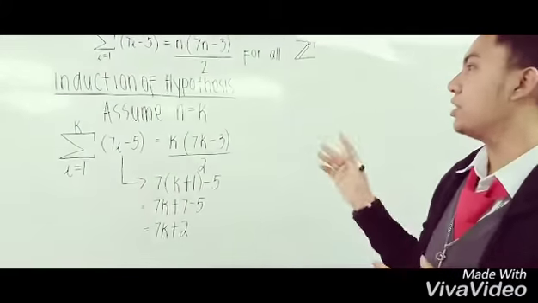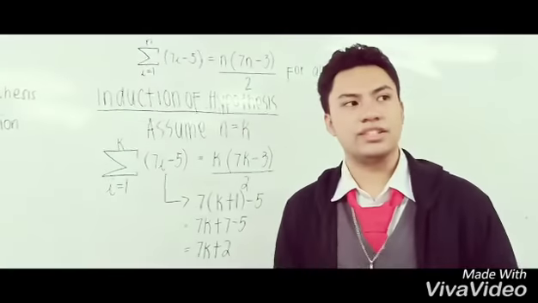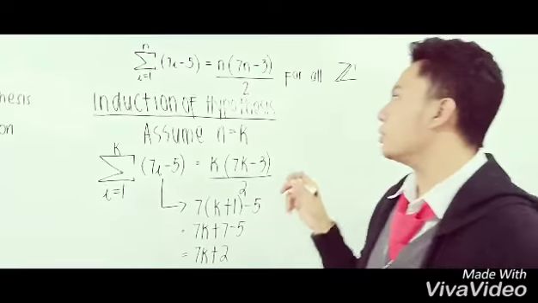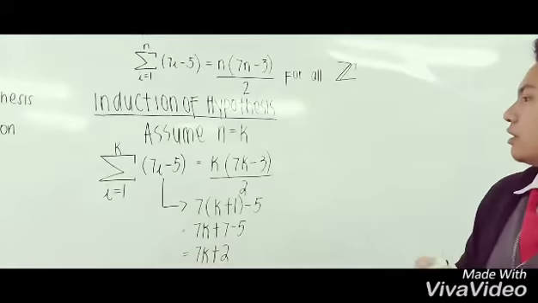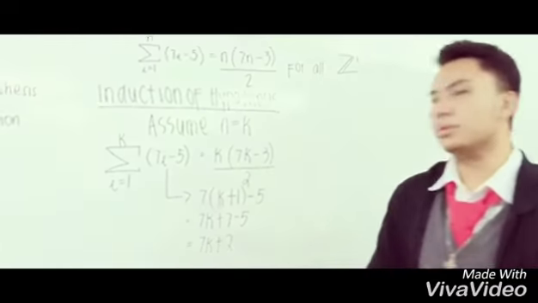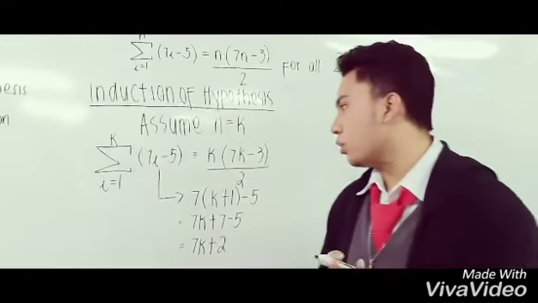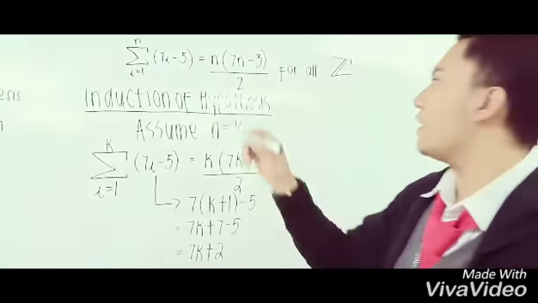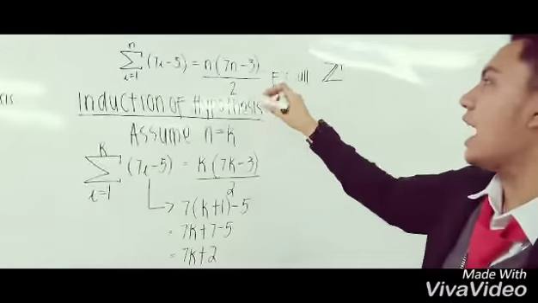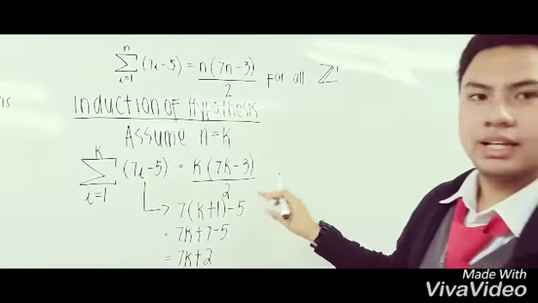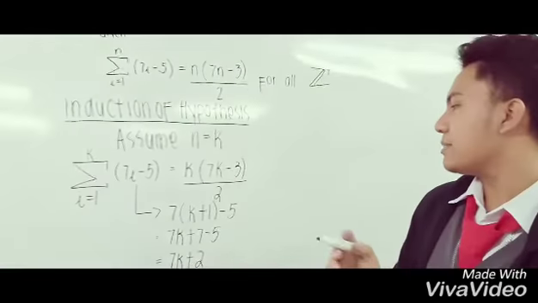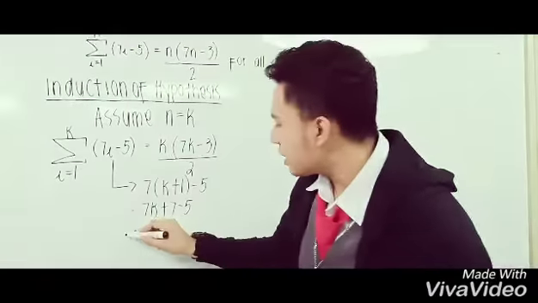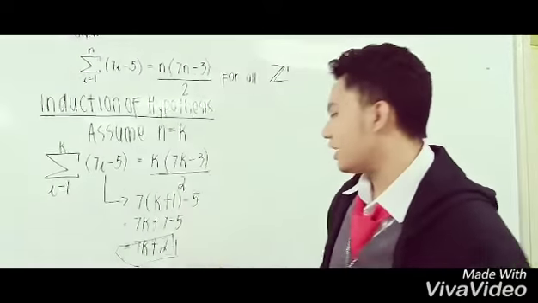Basically, in the induction of hypothesis, we're just going to assume that n is equal to k. So n times 7n minus 3 all over 2 is now going to be k times 7k minus 3 all over 2. After that, we're going to look for the second term. The second term is going to come from 7i minus 5. We're going to change i to k plus 1. And if we solve that, 7 times k plus 1 minus 5, the final answer is going to be 7k plus 2, which is now our next term.